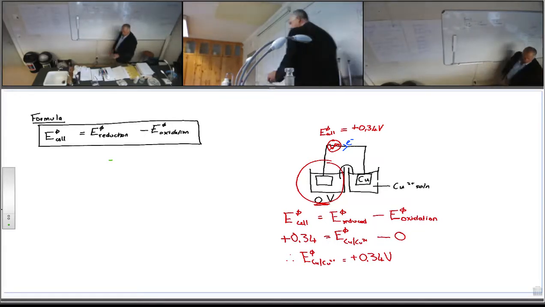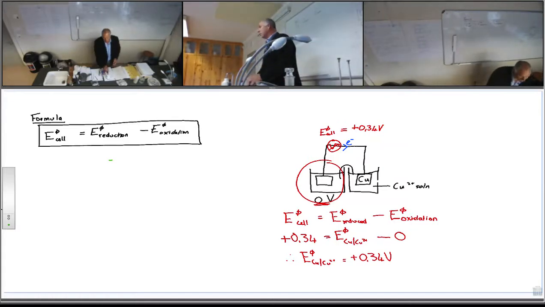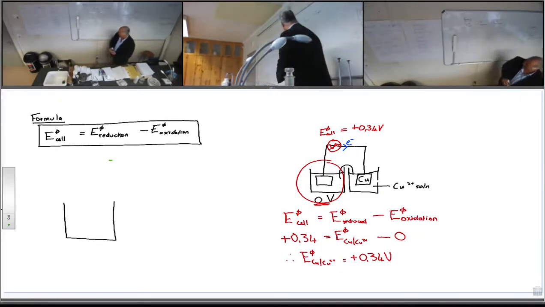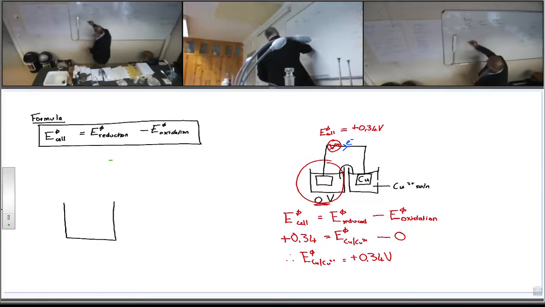Okay, what they had to do was set up a half cell, which was a hydrogen half cell. So they had a beaker, and into that beaker they had a special glass container made that had an outlet.